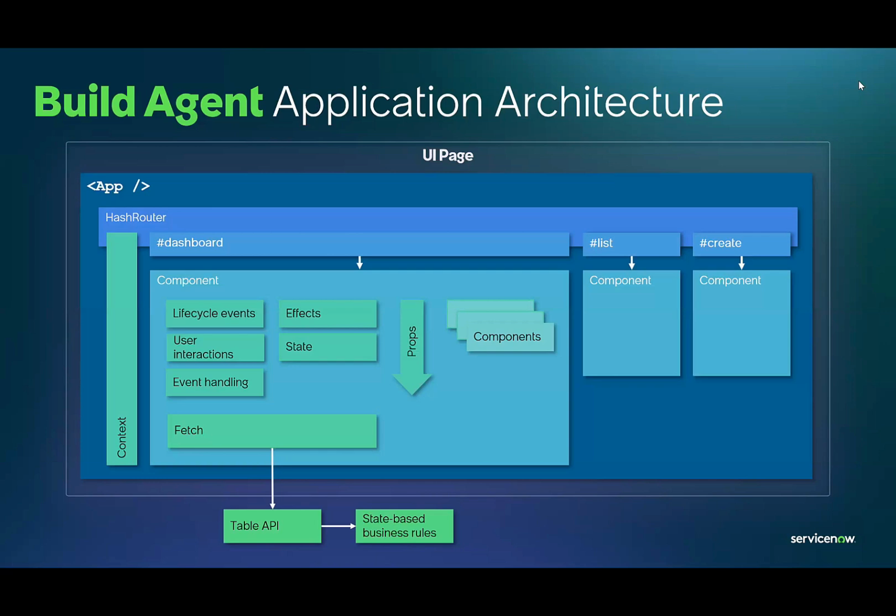And so you can see here that we're using React in a component-based architecture to compose the front end. But then we are still using the platform. So we're calling into the table API. In this case, by default, Build Agent is going to generate business rules. And so what we don't really want is to all of a sudden always go to this architecture.